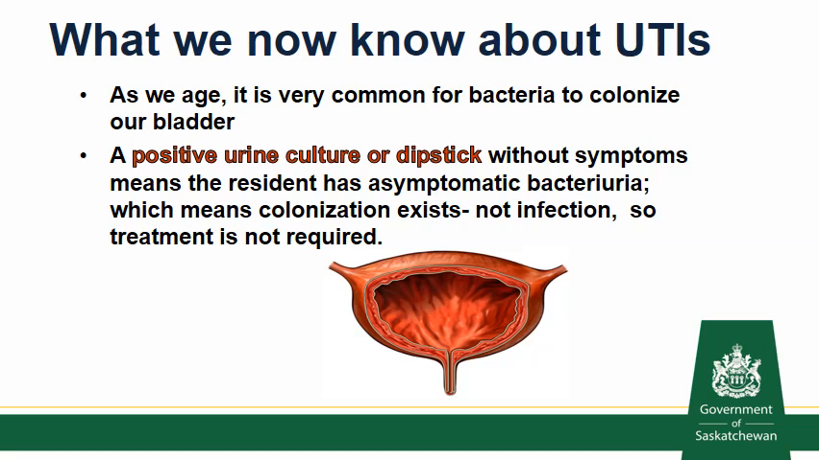As our bodies age, our perineal muscles and pelvic organs start to sag. Because of this looseness, bacteria, especially from the rectal area, will get into the bladder and colonize it, especially if we are incontinent or need a lot of assistance with personal care, or if we have had a catheter at some point in time. A positive urine culture or dipstick without symptoms means the resident has asymptomatic bacteriuria, which means colonization exists in the bladder and not infection, so treatment is not required.